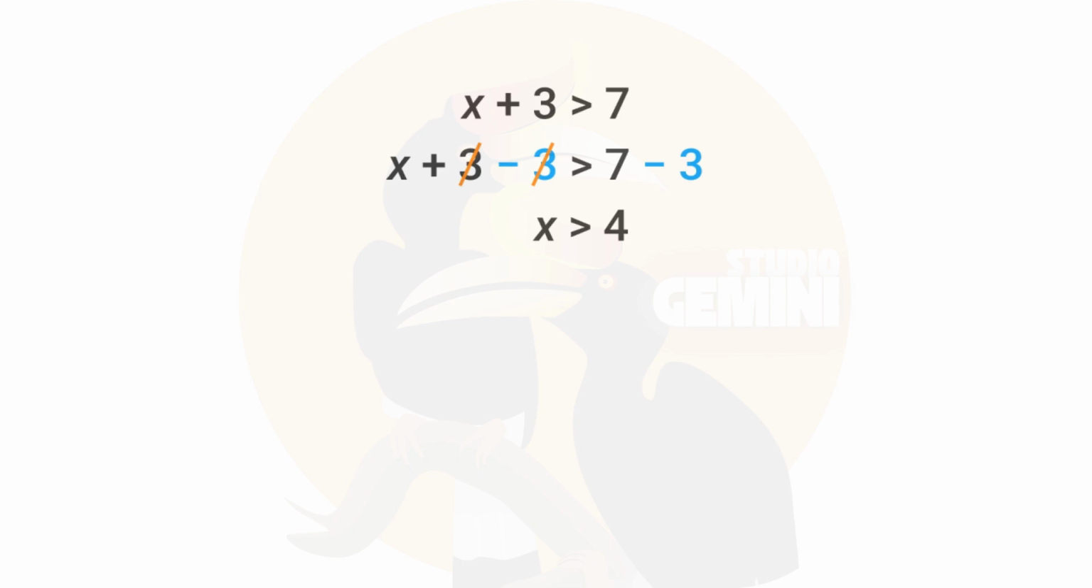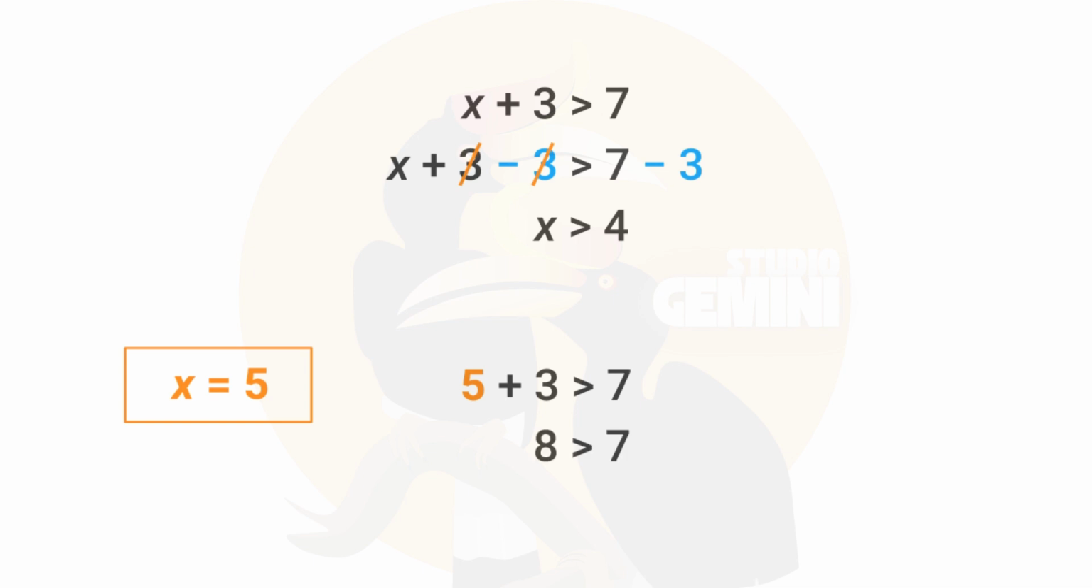How do we know if this is correct? Well, let's pick a value for x that is greater than 4 and plug it into our original inequality to check. Let's try x equals 5. Plugging this into our original inequality gives us 5 plus 3 is greater than 7. Simplifying on the left-hand side, we get 8. 8 is greater than 7. This is a true statement. Looks like we solved our inequality correctly.